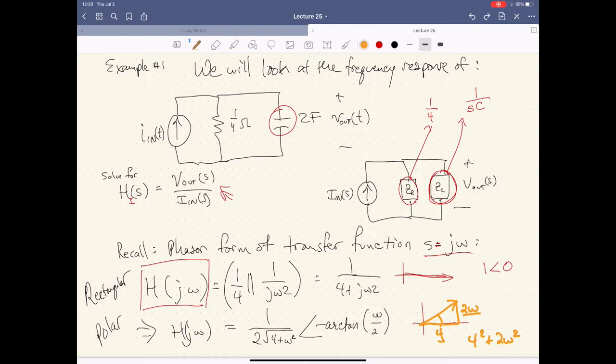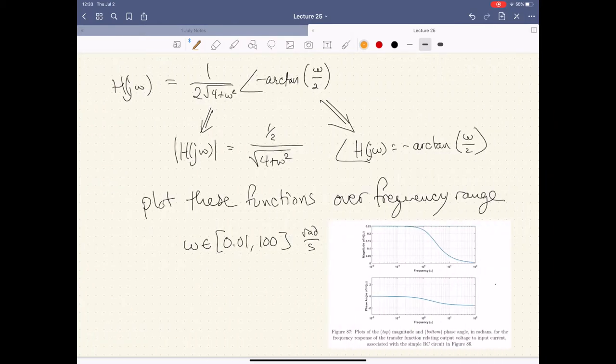All right, so now we have our really nice polar form here. And so what we're going to do is plot two different things. We're going to plot the magnitude and the phase, okay? These two components of any signal are always the most important things to consider. Really, all stuff in electrical engineering that has any kind of signal boils down to a magnitude and a phase. All right, so let's plot these two functions separately.